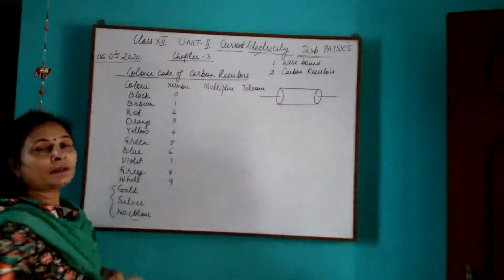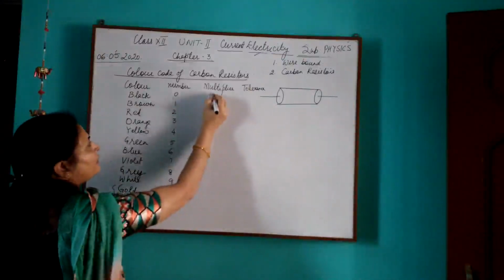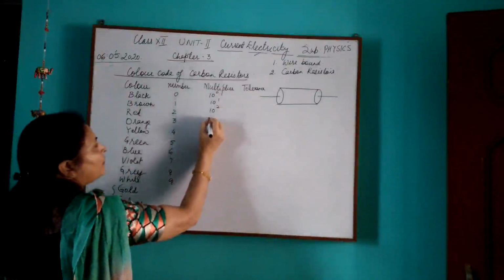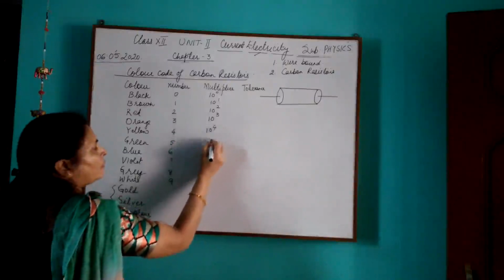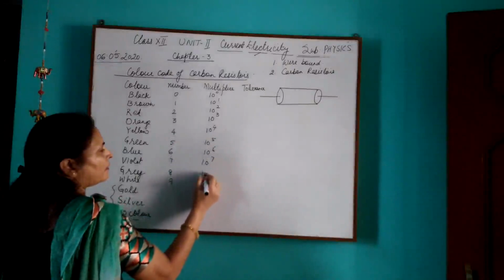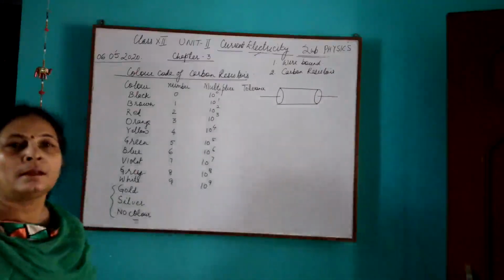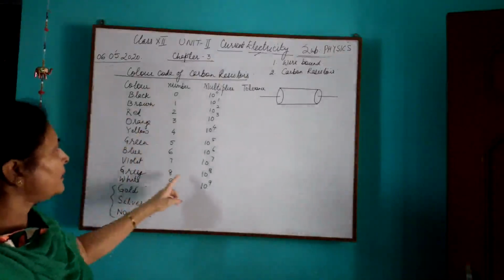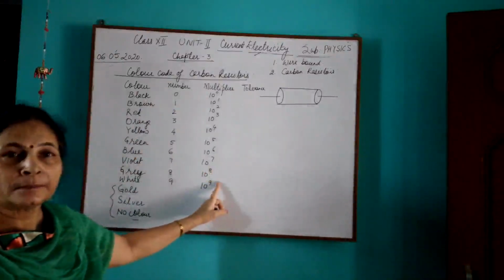Now in multiplier, it will be the power of 10. So 10 to the power 0, 10 to the power 1, 10 to the power 2, 3, 4, 5, 6, 7, 8 and 9. So these colors are representing a number as well as a multiplier.